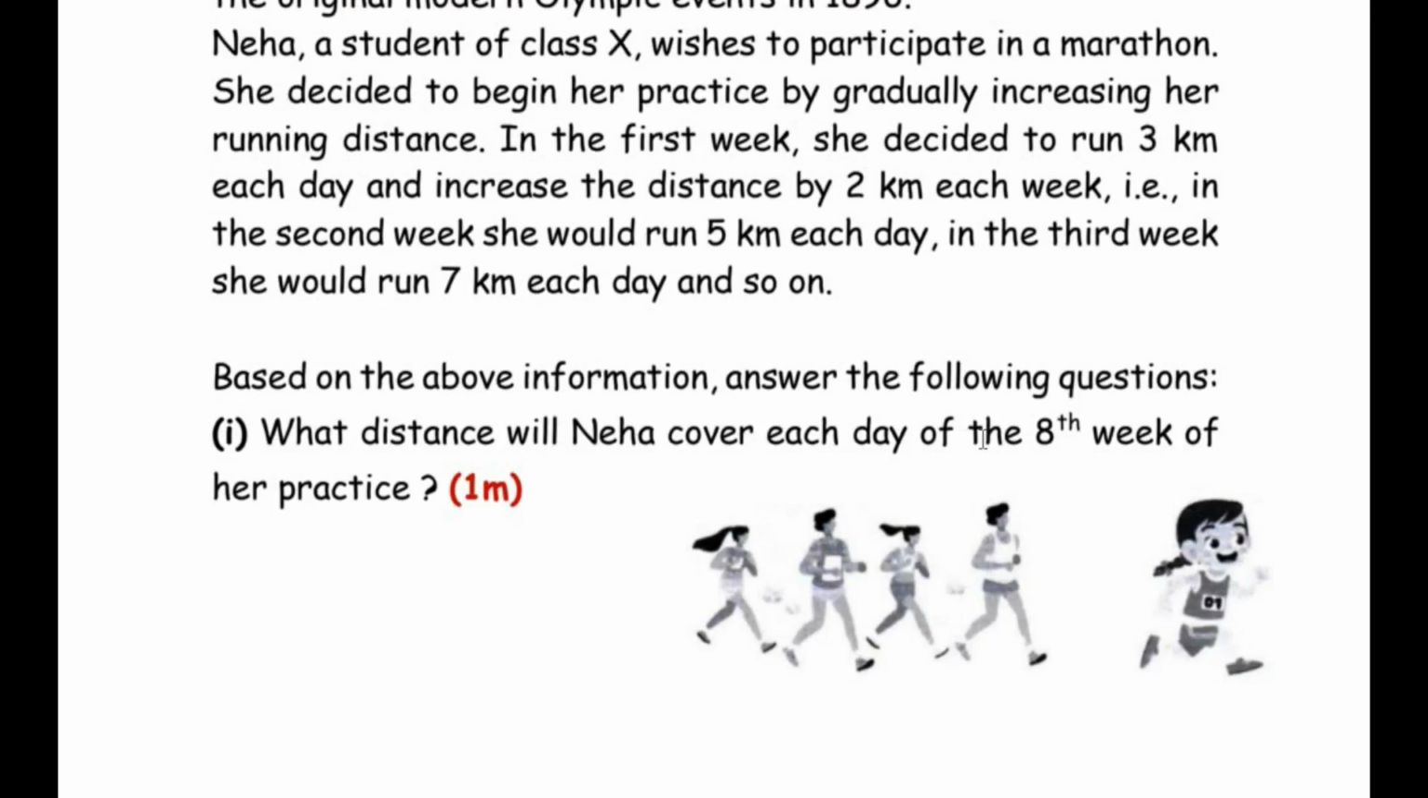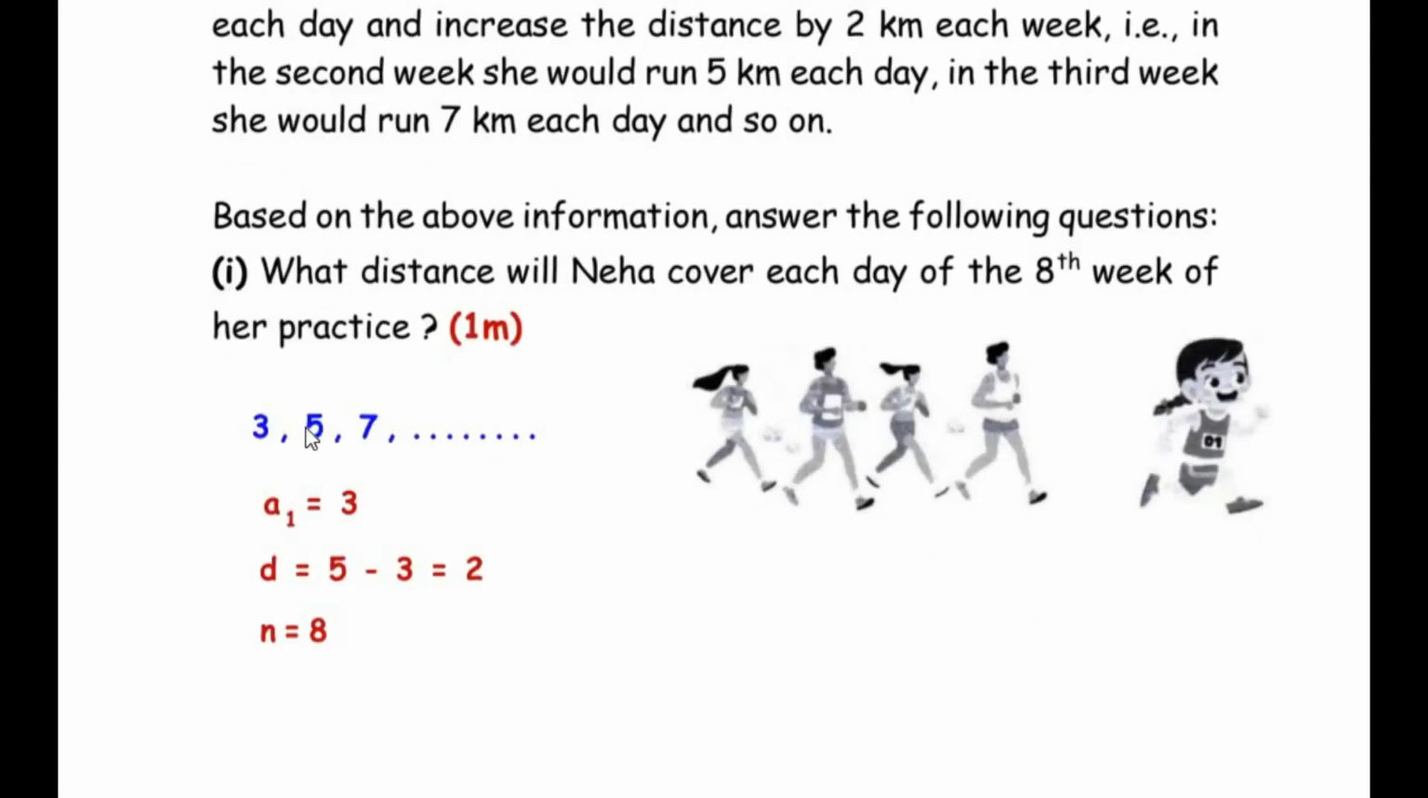So let us make a sequence over here. We have created a sequence for the running distances for each day. For the first week, each day she is running 3 kilometers. For the second week, on each day she is running 5 kilometers. In the third week, she is running 7 kilometers per day. Now for the 8th week, we need to find out how much she runs per day.